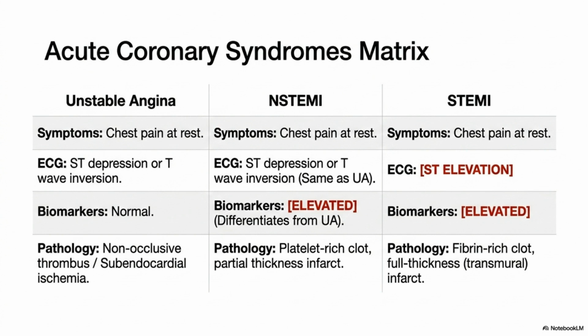This matrix differentiates the three ACS types. While all present with chest pain at rest, they differ in the lab. Unstable angina has an abnormal ECG but normal biomarkers. NSTEMI and STEMI both show elevated biomarkers, but only STEMI shows the transmural ST elevation requiring immediate reperfusion.